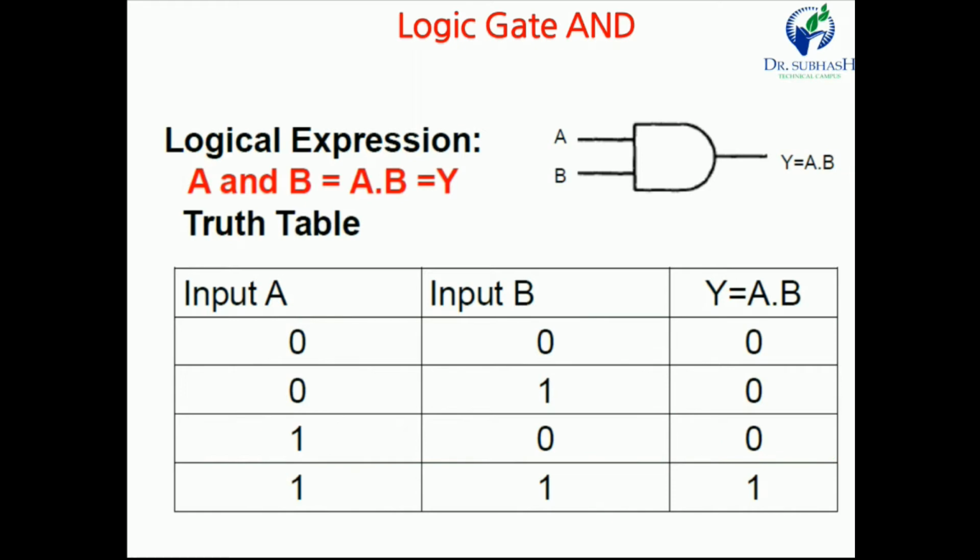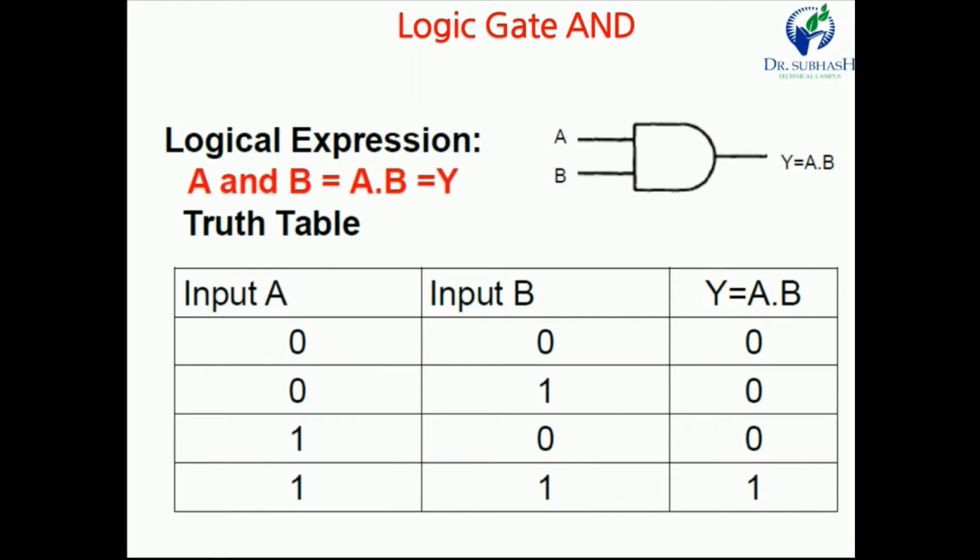Whenever both inputs are 0, the output is 0; 0 1 gives 0; 1 0 gives 0; and when both are 1, the output is 1. Means we can say that in an AND gate, whenever all inputs are 1, the output is 1. So this one is about the AND logic gate.